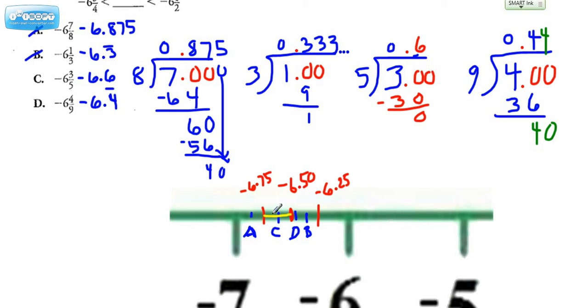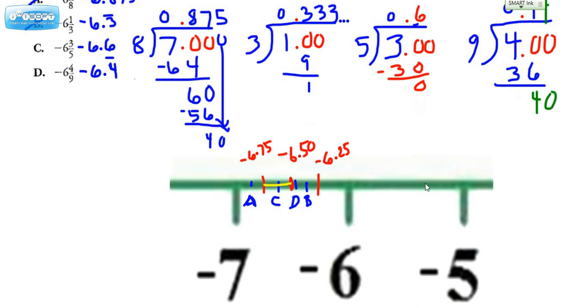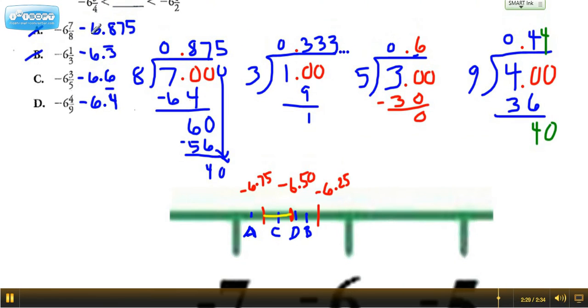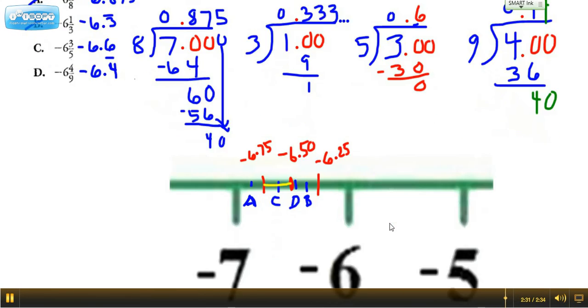So look, I plotted the rest of them. I plotted C. I plotted D. Which one actually falls within the yellow range? And that's the one that you want to pick for your answer. Good luck finishing that up. Again, here's the graphing of each of these decimals on the negative number line.